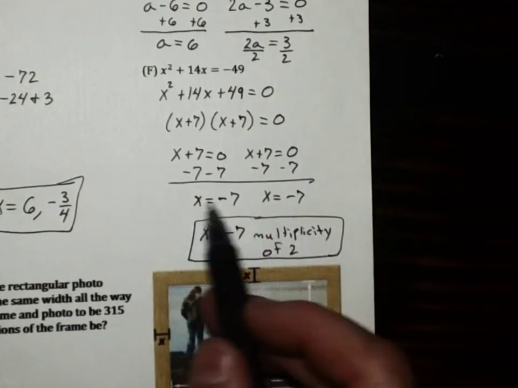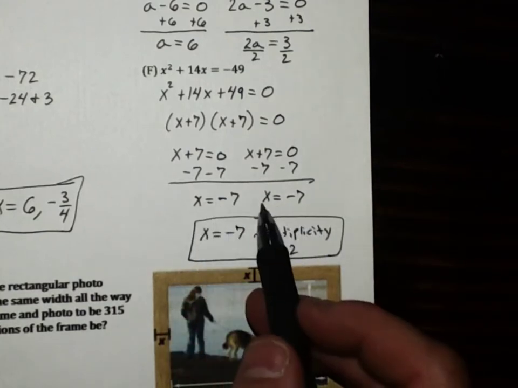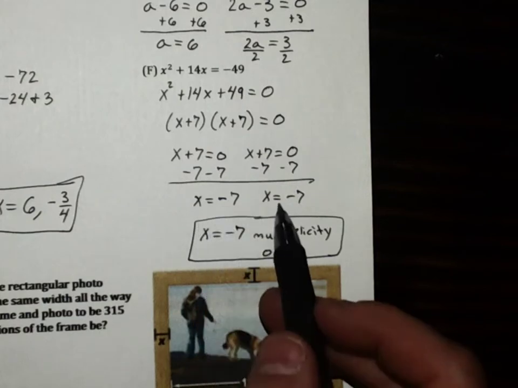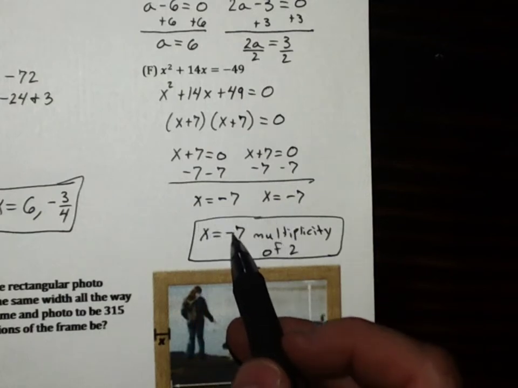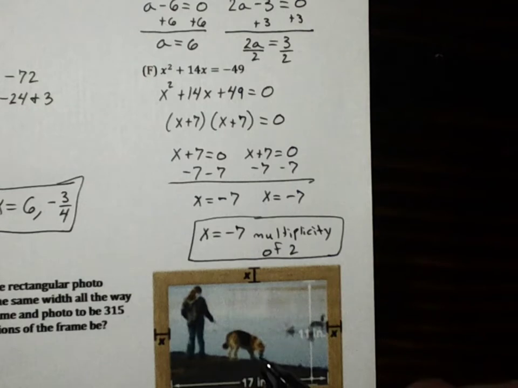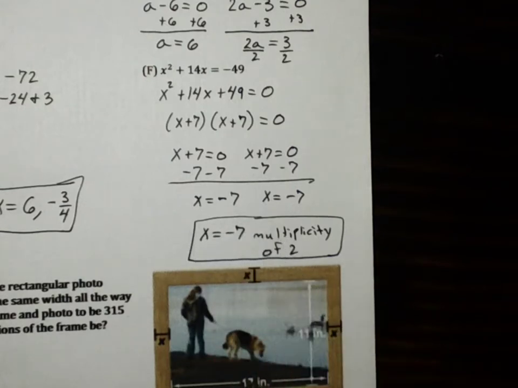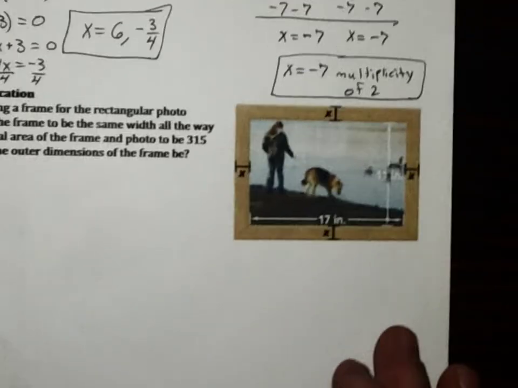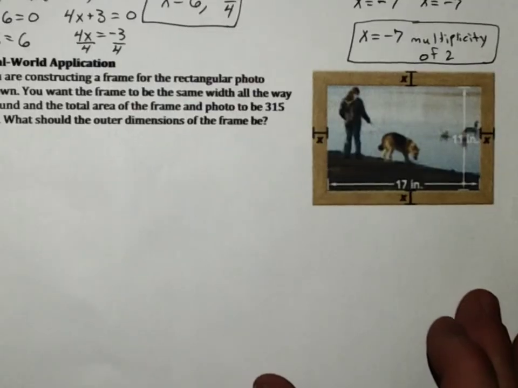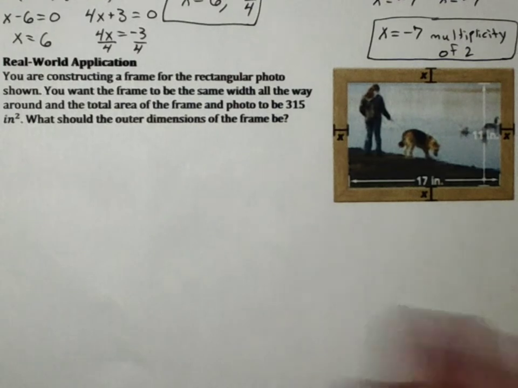There are technically 2 solutions here, but they both happen to occur at the same value of -7. So there's one solution, but kind of 2. All right, everyone's favorite, the word problem.